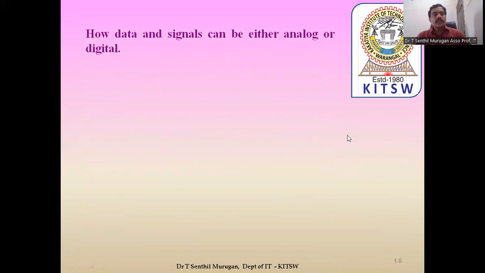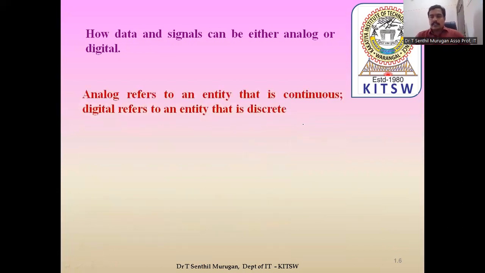Both data and signals can be either analog or digital. Whatever we are sending, the data may be sent as a digital signal or an analog signal. So what is an analog signal? Already we discussed the analog signal. Analog means it is a continuous signal. How can we represent the analog signal? This is the timeline, this is the amplitude line, and we use sine waves to represent the analog signal. It is a continuous signal.